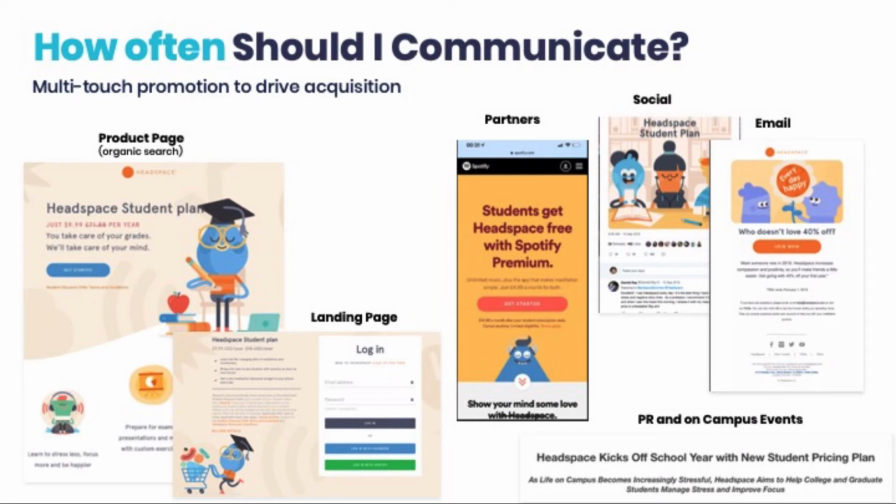You can see the social posts that they have through the email channel, and also through the partner channel and NPR as well, and on-campus events. That's right, to really get the word out and notify students about this offer.